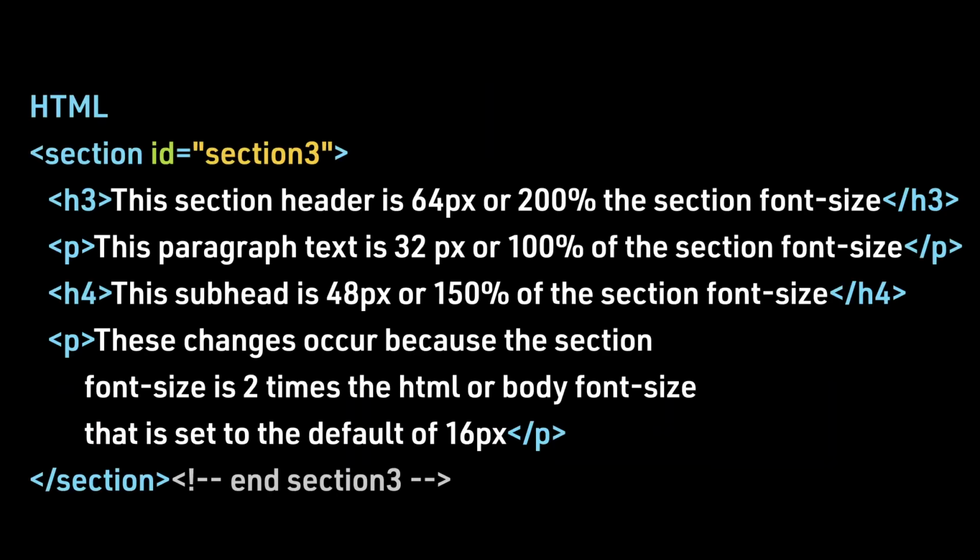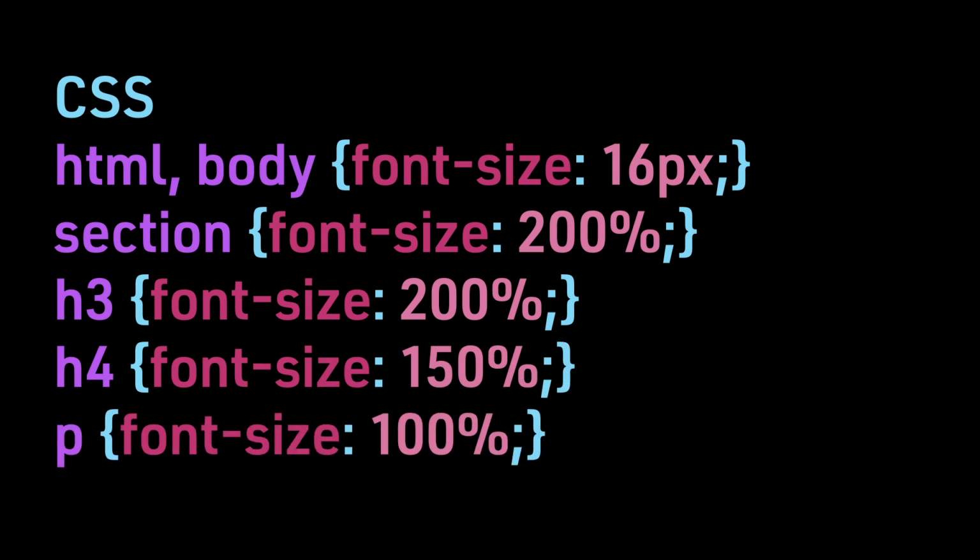In section 3, we now have an H3 heading that will now be 64 pixels, or 200% of the section font size. The paragraph text will be 32 pixels, or 100% of the section font size. And the H4 heading, subhead, will be 48 pixels, or 150% of the section font size. These changes occur because the section font size is 2 times the HTML or body font size that is set to the default of 16 pixels. If we look at our CSS, we have added a CSS rule for section where the font size is 200%.